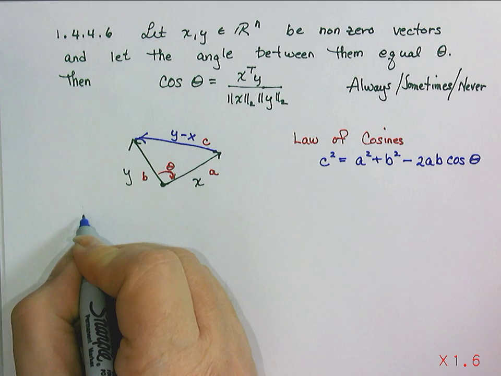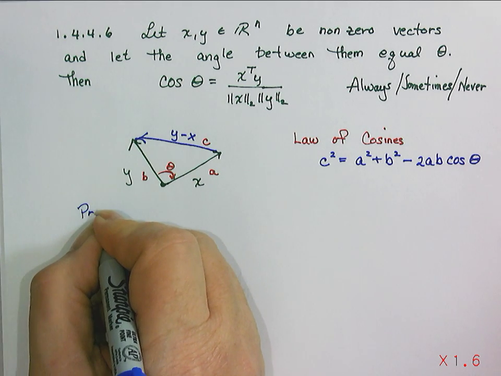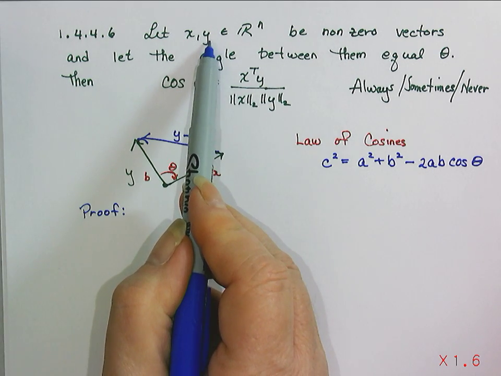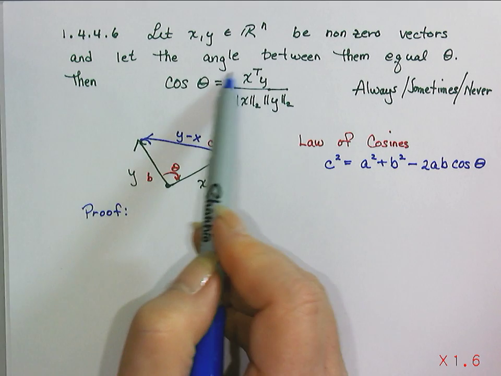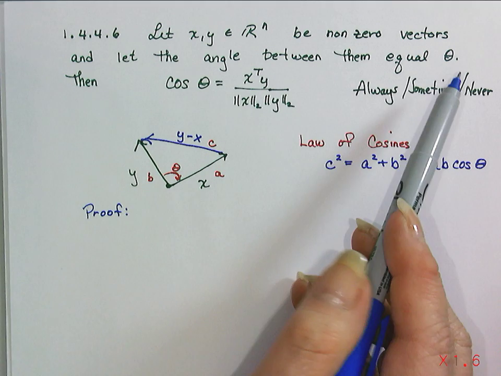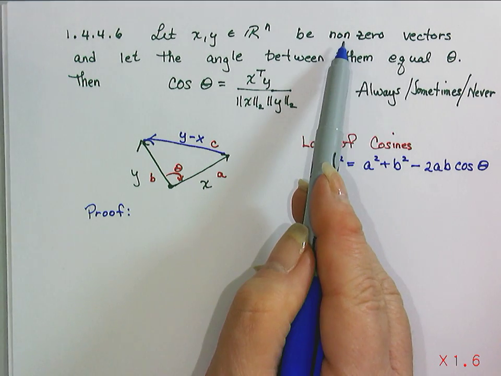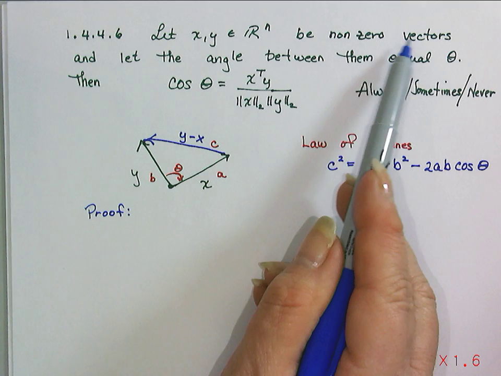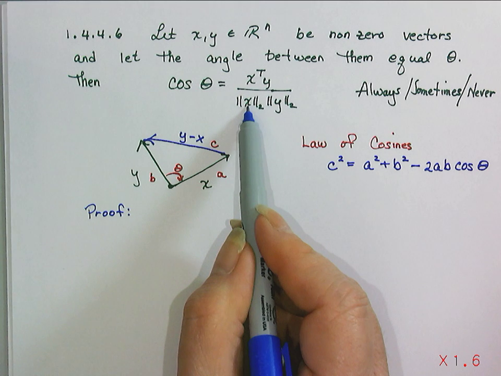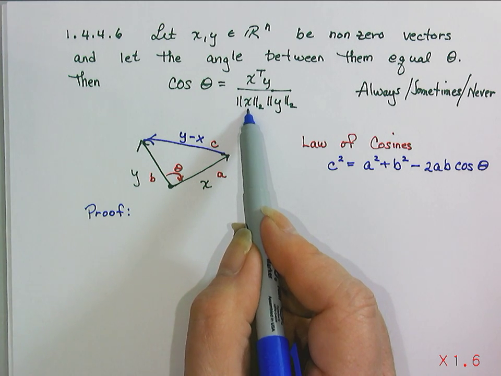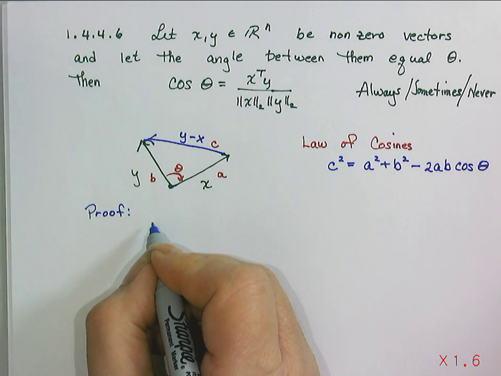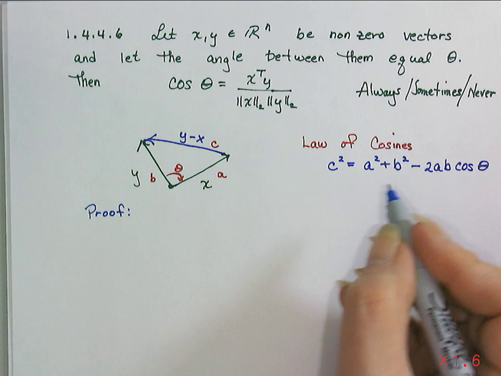So we know this must be the case. And so for my proof, I'm just going to say, let's let x and y be non-zero vectors as described here, and they're arbitrary other than that. And the angle between them has to be theta. Why must they be non-zero vectors? Because if they were the zero vector, the length would be 0, and we would be dividing by 0, which wouldn't make any sense.